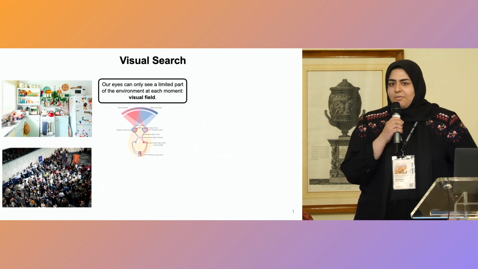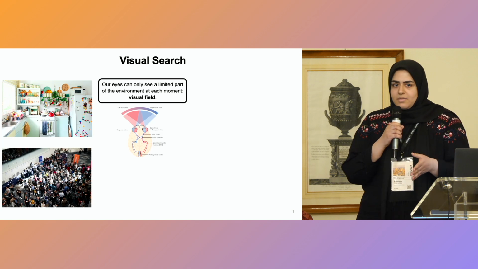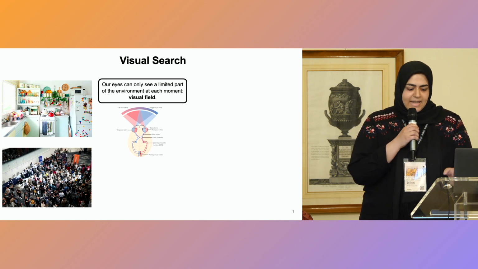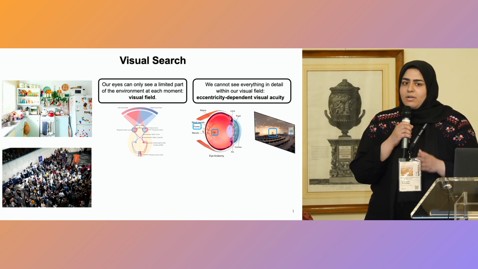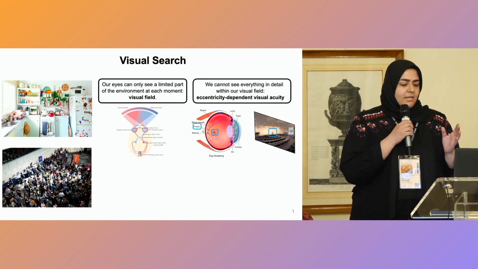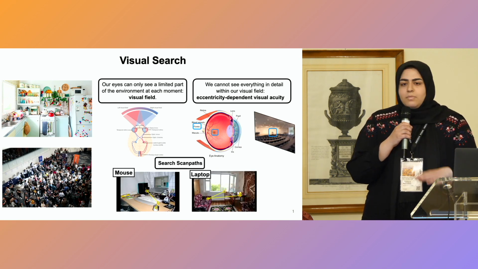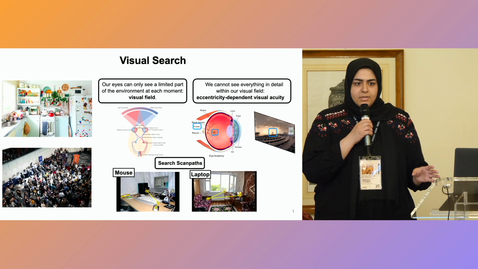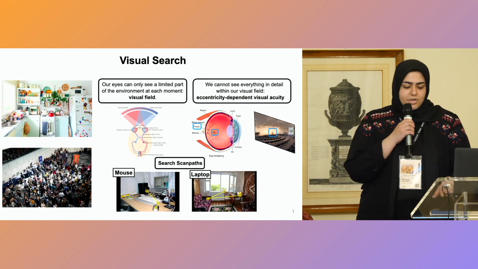But we cannot see everything in our visual environment at each moment. We have a specific visual field. And even within this visual field, we cannot see everything with the same high resolution, because we have an eccentricity-dependent visual acuity. So we actively sample from our environment by moving our gaze direction. And that leads to the formation of search scan paths, which are a hallmark of visual search behavior.